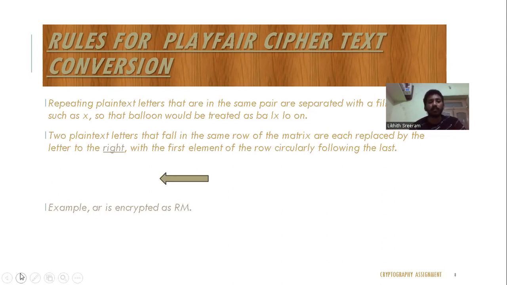Two plain text letters that fall in the same row of the matrix are each replaced by the letter to the right, with the first element of the row circularly following the last. Example, AR is encrypted as RM.